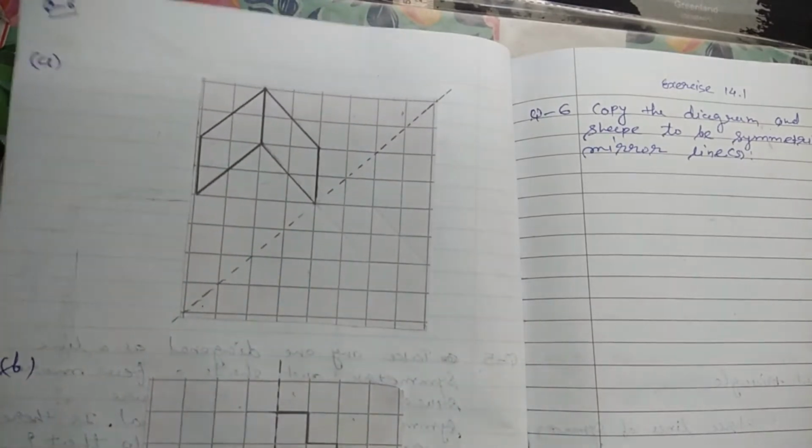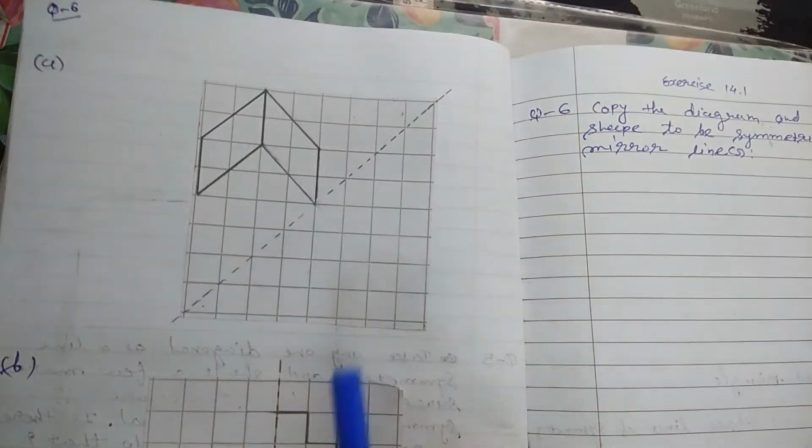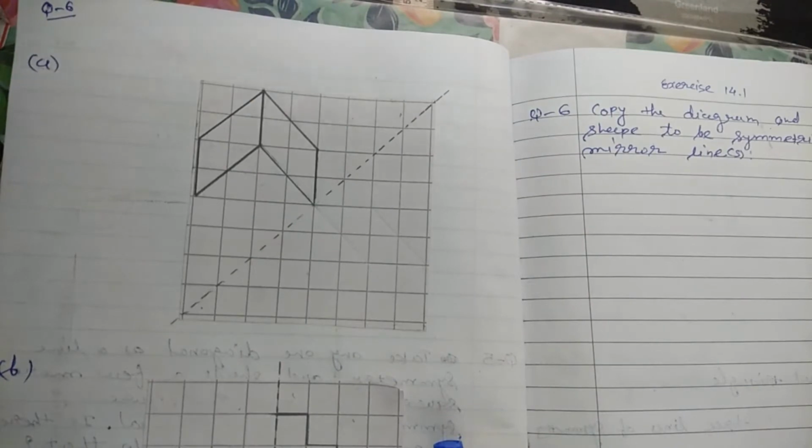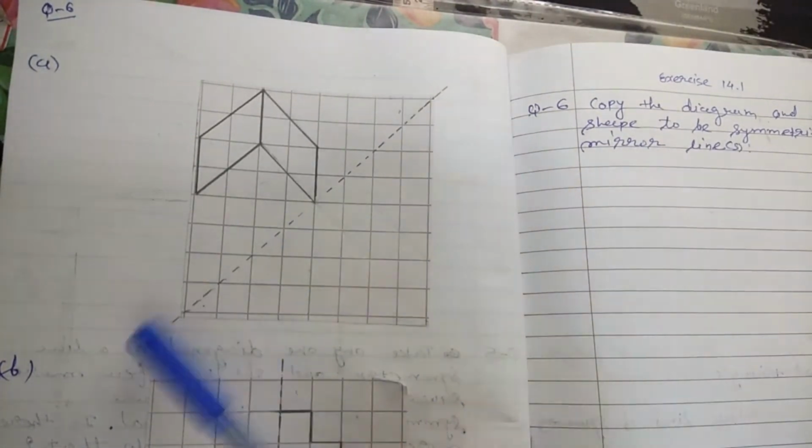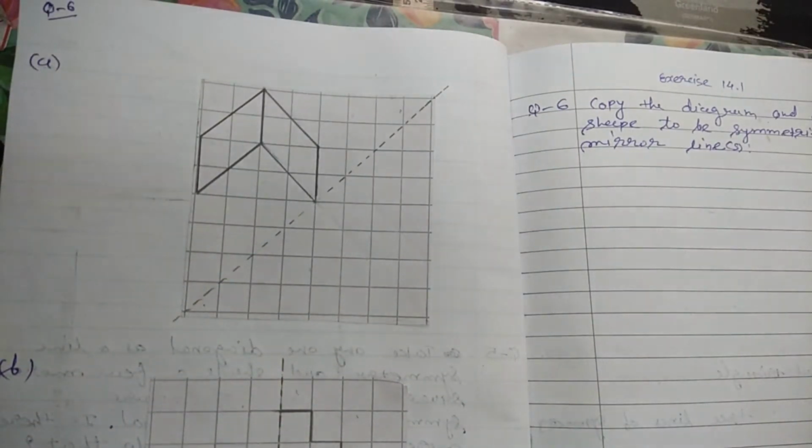Now we have to draw a perfectly symmetric shape on the other part of the mirror line. That means in this part we have to draw the symmetric shape, such that this mirror line becomes the line of symmetry. For that, since it is a mirror line, we will use a mirror to see how we have to draw our shape. So here I am putting this mirror.